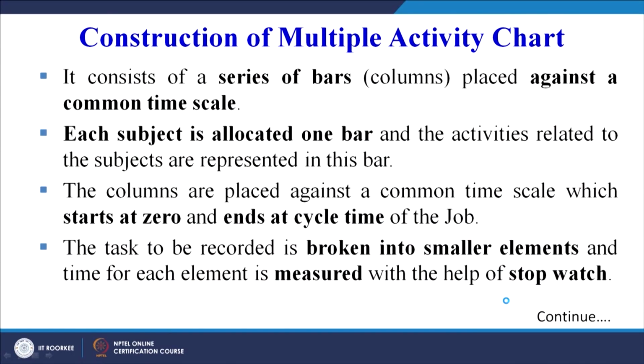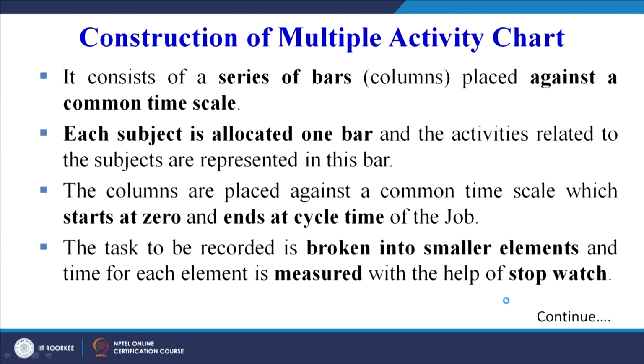So when we have to construct a multiple activity chart, it has to be constructed in the form of a series of bars or columns placed against a common time scale. Each subject is allocated one bar, meaning one column is given to each subject. Now what is a subject? A subject is a worker or a machine, and the activities related to the subject are represented in this bar.